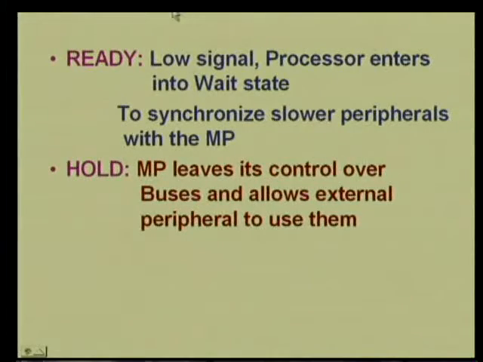For example, if you take an analog to digital converter, which is an input device, it has to convert analog data and supply the digital data to the processor as input data. The processor is a faster device, its speed of operation is very fast compared to that of the A to D converter. In such a case, the analog to digital converter may take some time to convert the analog data to digital form. So meanwhile the processor is very anxious to read the data.